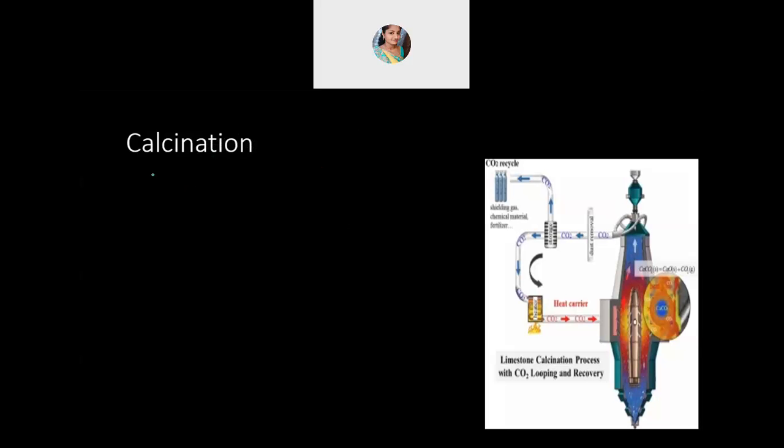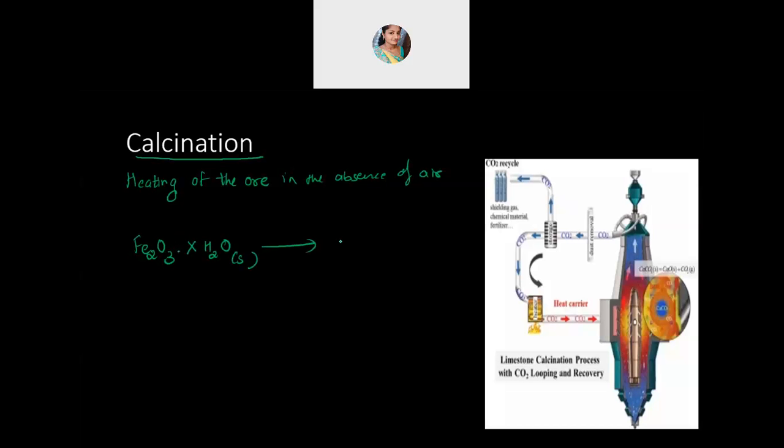One is calcination. Calcination is the process of heating the ore, but in the absence of air. You are heating the ore in the absence of air or a very limited supply of air. If you take that ore and heat it, you will get it in its oxide form. For example, take iron ore, Fe2O3 with x molecules of water. If you heat it, it will give you Fe2O3. It is already in that form, but water was present. So if you heat it, this water will escape out. So we have got it in its oxide form.